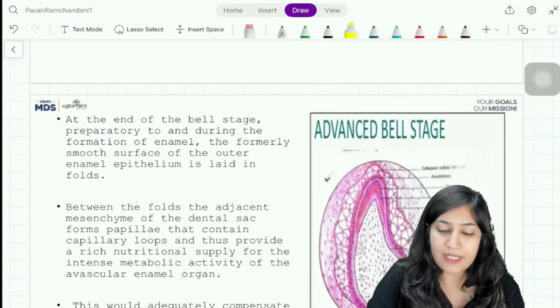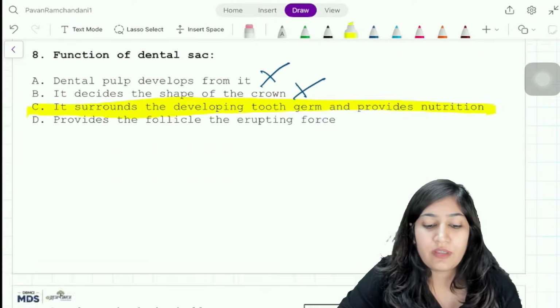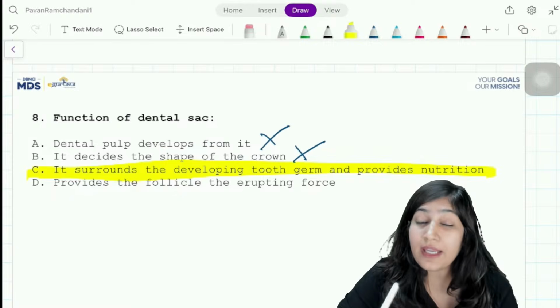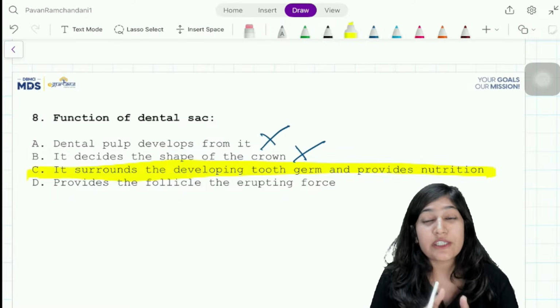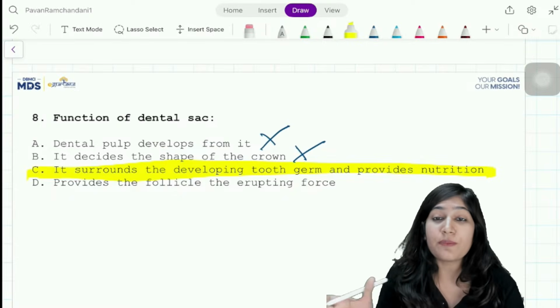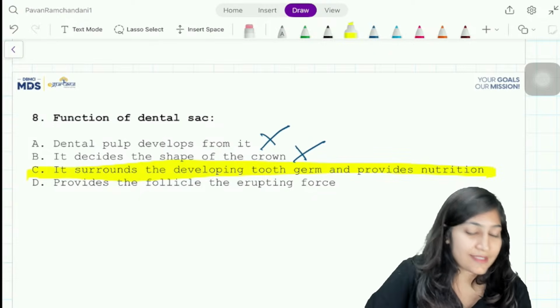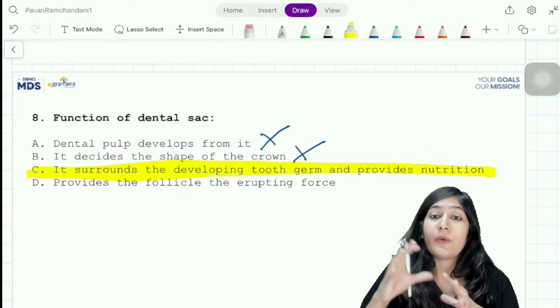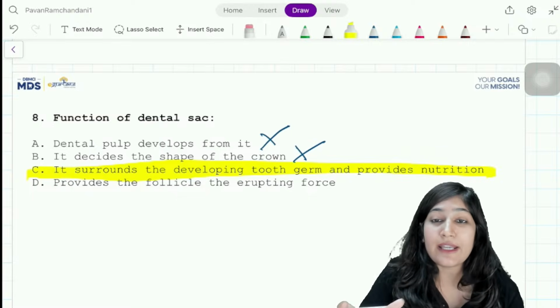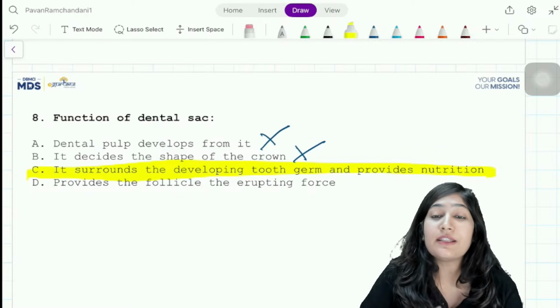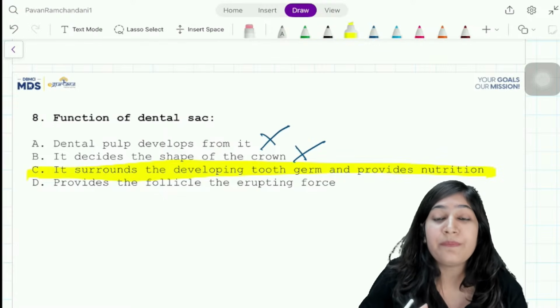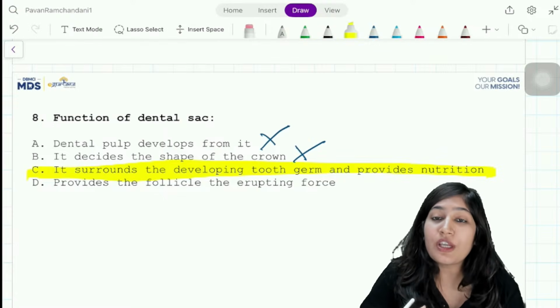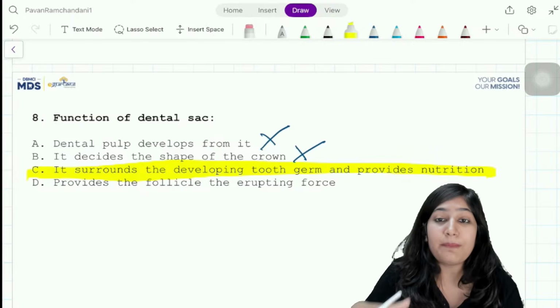What will be the correct answer here? Again, this is an important MCQ question. Initially, the tooth germ is getting nourishment from which structure? Yes, it is dental papilla. Until there is formation of dentin, that is hard tissue, until the first layer of dentin is deposited, our tooth germ will be getting nourishment from dental papilla.